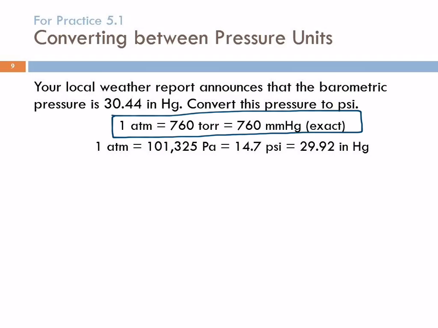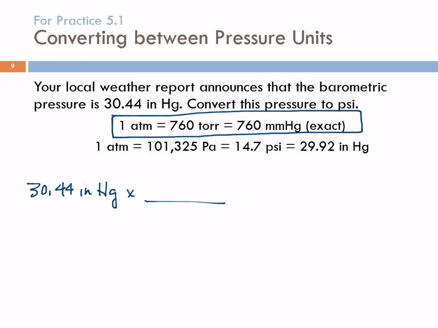If you need one of the ones on the bottom here on an exam, I'll give it to you. But you should memorize the 760, because we're going to use it a lot. So this is just dimensional analysis. The way the pressure unit tables are set up, you can always do this in just one step.